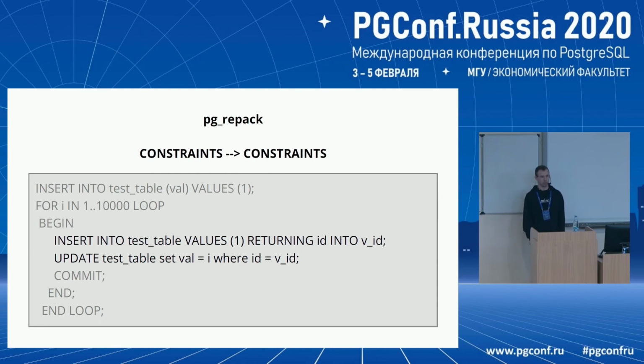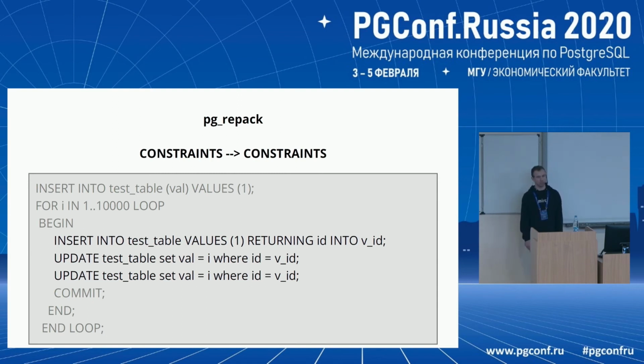So here we just added another update, and PG repack stopped working. So it was clear that the data that we had in the original table, we needed to put them into the transaction. There were two options. What if we just get rid of batching? What if we do just one big transaction to feed data to the new table?